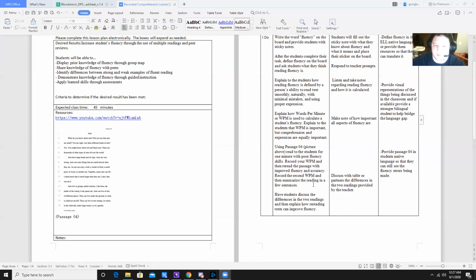So I'm showing them the whole range of fluency. I'm summarizing, so I'm doing the comprehension aspect too. When I'm modeling it for them, I really want to model that entire fluency aspect. And then I would have them pair off and discuss the difference between the two readings.